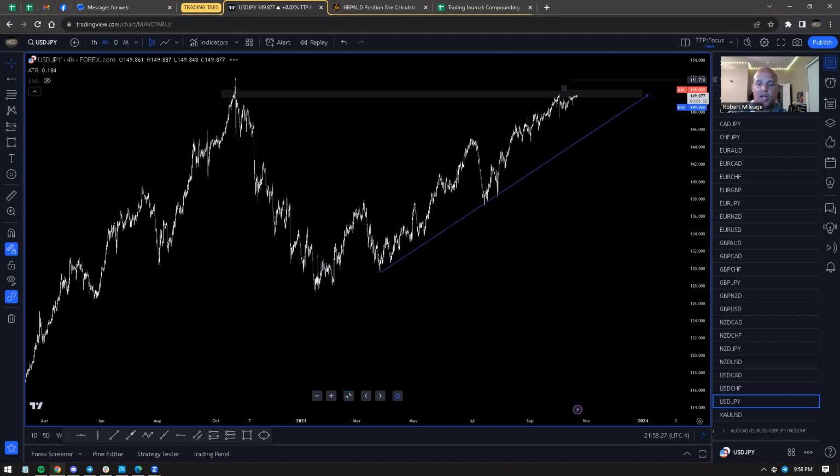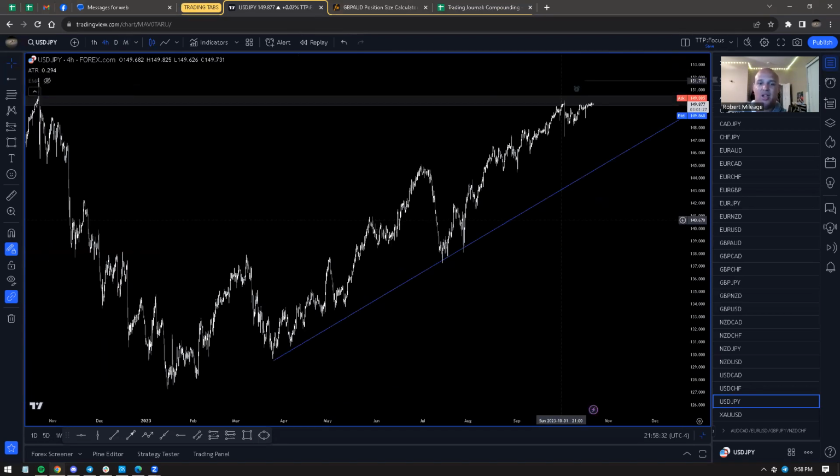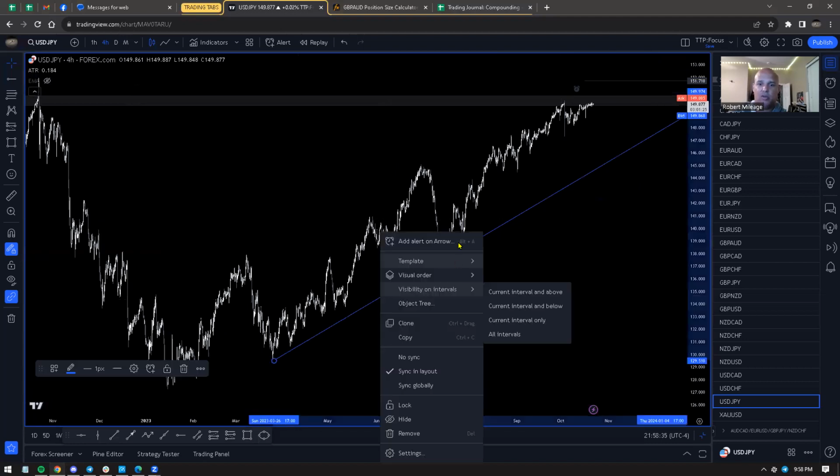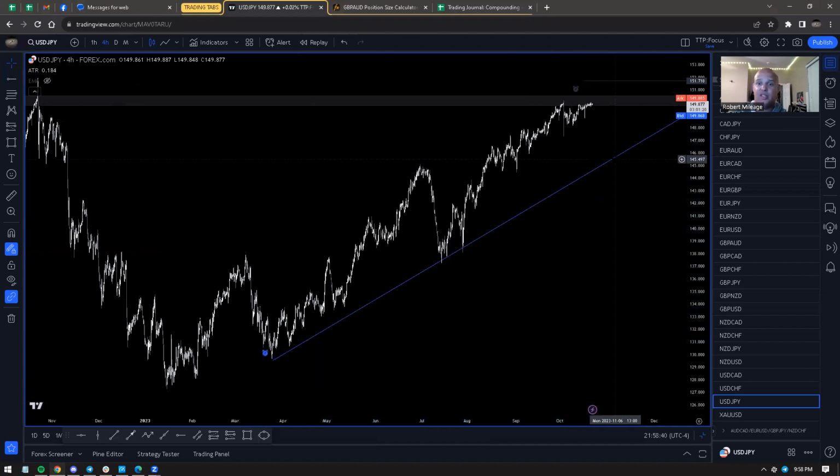On the 4 hour, I have a lovely little trend line that is here, waiting to see what's going to go on. I don't actually have an alert set on it, which is perfectly fine, but I will now. So once price comes back in here and tests this, I'll see. This one, I don't know.